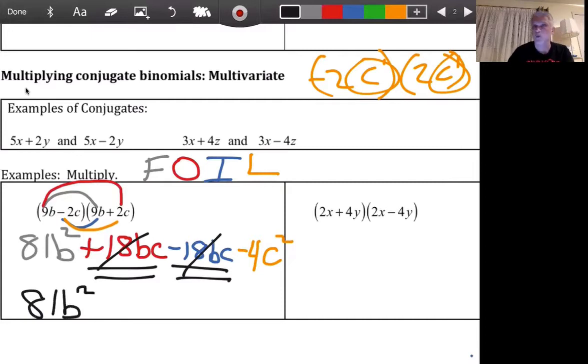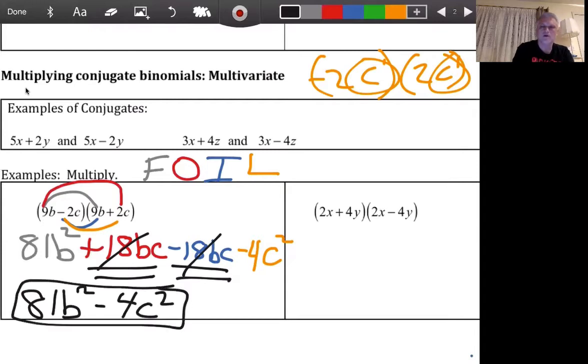Okay, so we got 81B squared. There are no other B squareds, so it has no like terms to add or subtract with. And we have minus 4C squared. There are no other C squared terms. So minus 4C squared. And we are done.